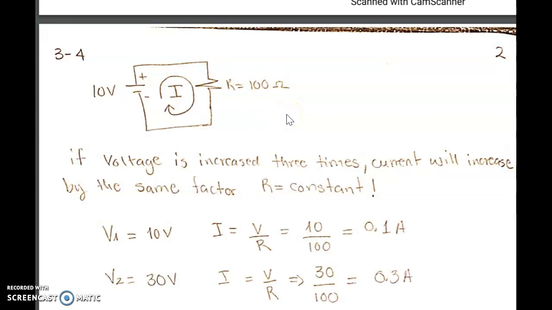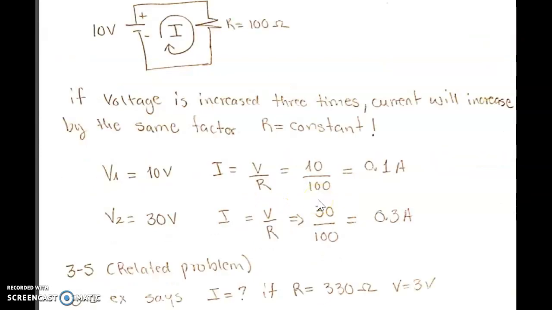So I'm asking to show that if the voltage is increased 3 times, what happens to the current? We say they are directly proportional. So if the voltage is increased 3 times, we expect that the current is increased 3 times as long as we keep the resistance constant. So B1 is 10 volts. We solve for I. We get 0.1 amps. Now we triple the value of the voltage. We solve for the value of the current again, and we see that it tripled as well.